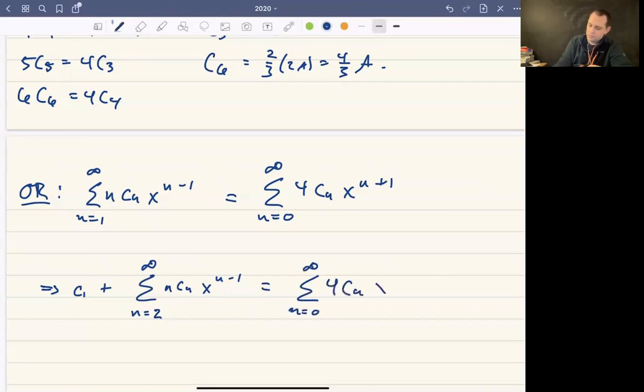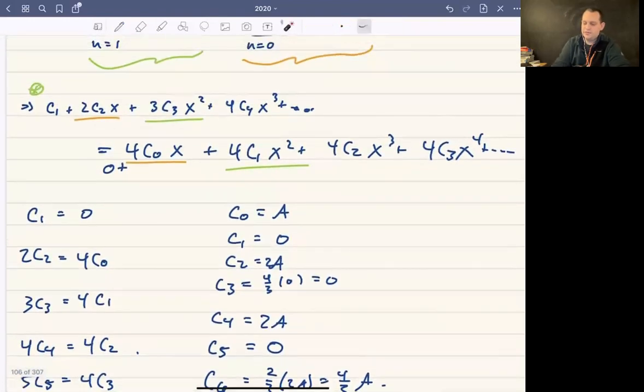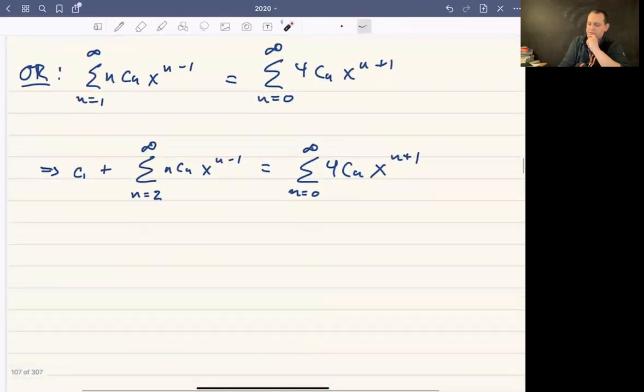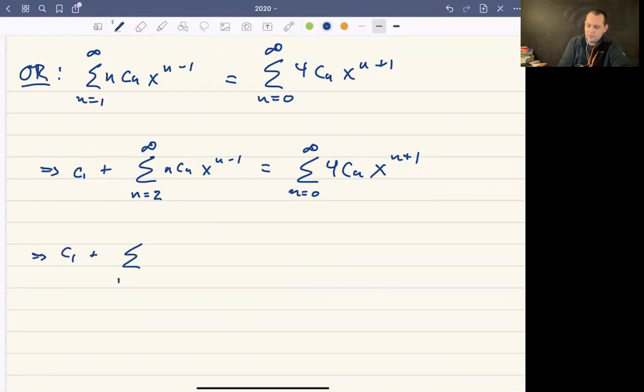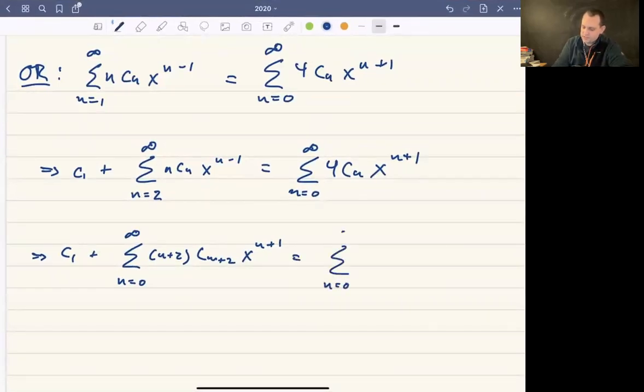Okay. And again, the reason why I just took off 1 term is that we know that these sequences are just off by 1. So this left sequence starts with a constant, the right sequence starts with a linear expression. Now I'm going to replace n with n plus 2. So don't worry about C1. If I replace n with n plus 2, we're going to get n plus 2, c sub n plus 2, x to the n plus 1. And that's going to be equal to this sum over here. So from n equals 0 to infinity, 4cn x to the n plus 1.